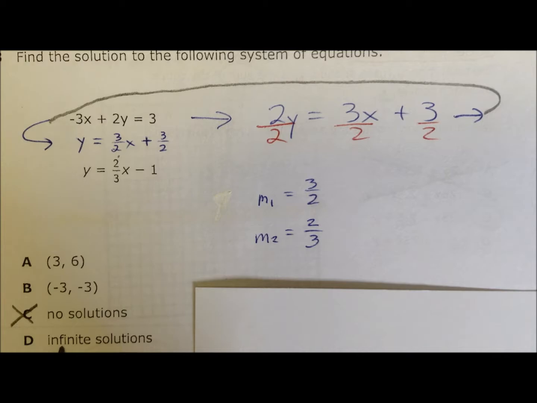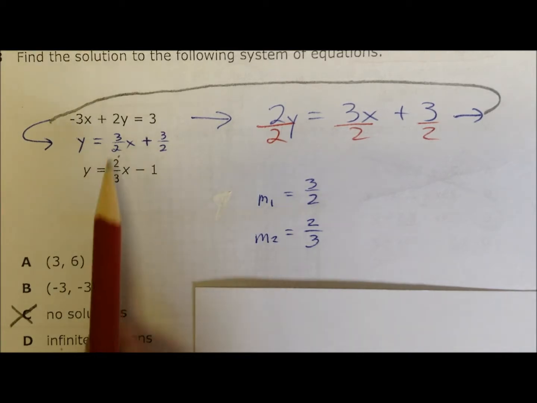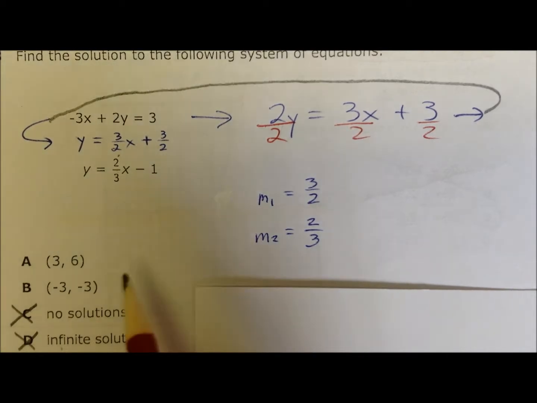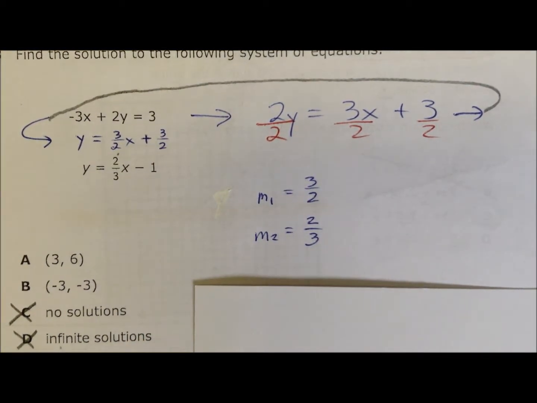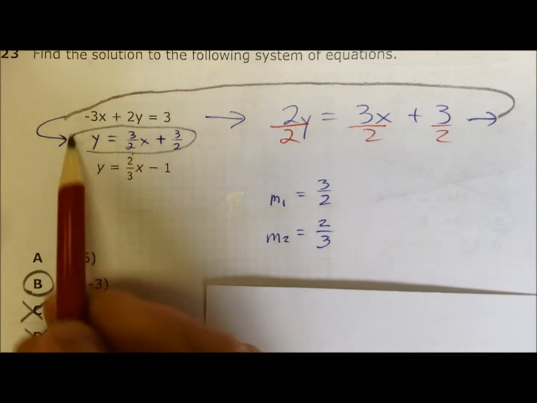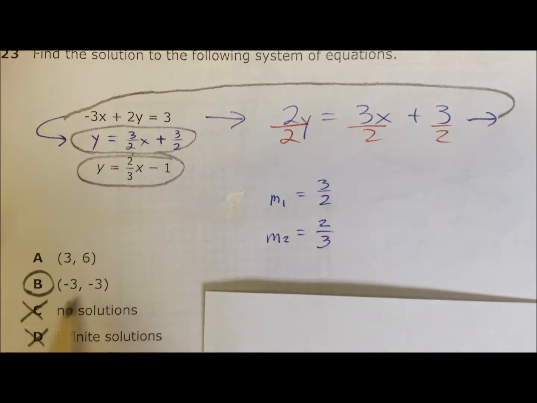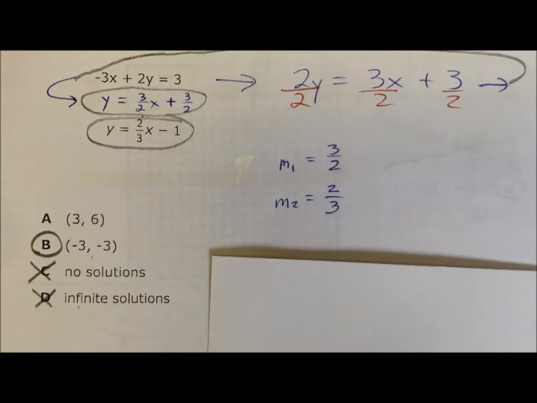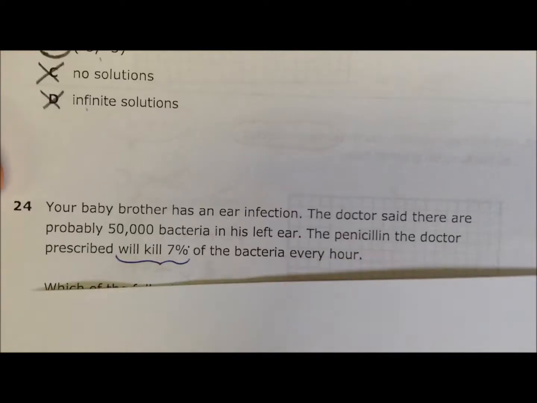And if they're going to have infinite solutions, that means they're the same line. Well, these obviously are not the same line. So it's going to be one of these two right here. And so if we take our calculator and we plug these equations in our calculator, or if we just try them, we're going to find out that B is our answer. Go ahead and plug these two equations right here into your calculator, go to your table, and you're going to see that that's the one that we want. All right, last one for today.